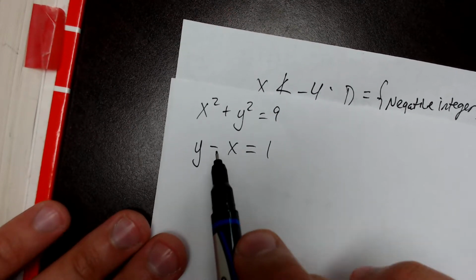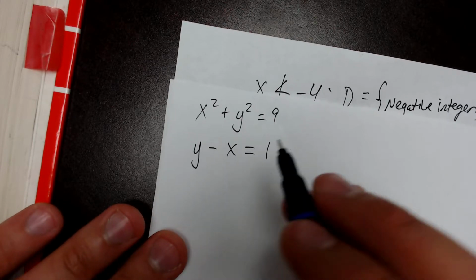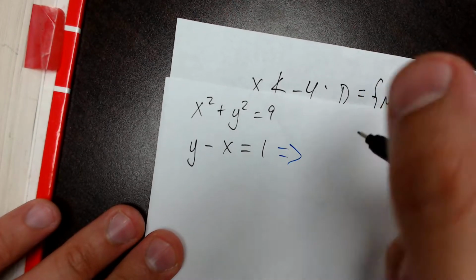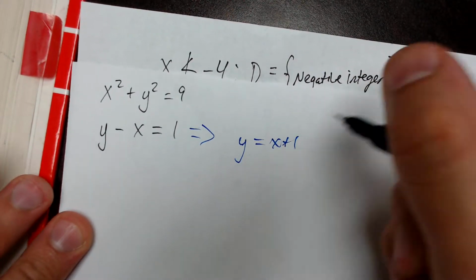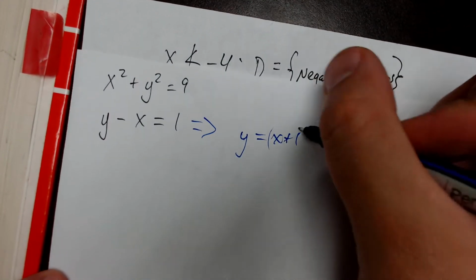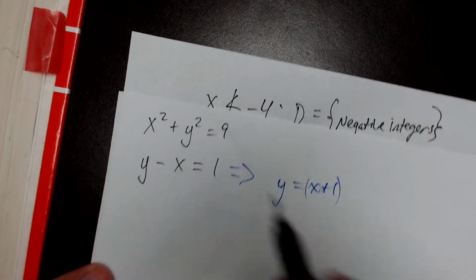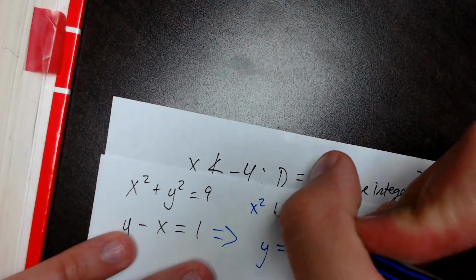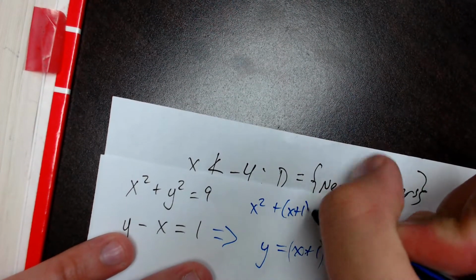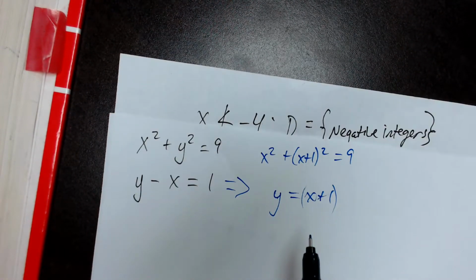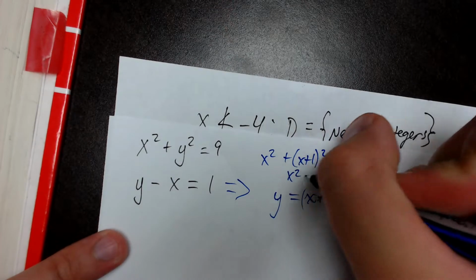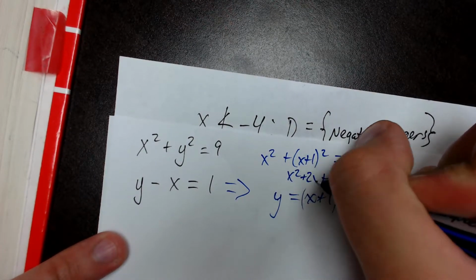So again, we can't use elimination to solve these. We're going to have to use substitution. So I will rewrite this bottom equation by adding x on each side. Y is going to equal x plus 1. Okay. Once I substitute that into this equation, I have x squared plus (x plus 1) squared equals 9. (x plus 1) squared is going to give me x squared plus 2x plus 1.